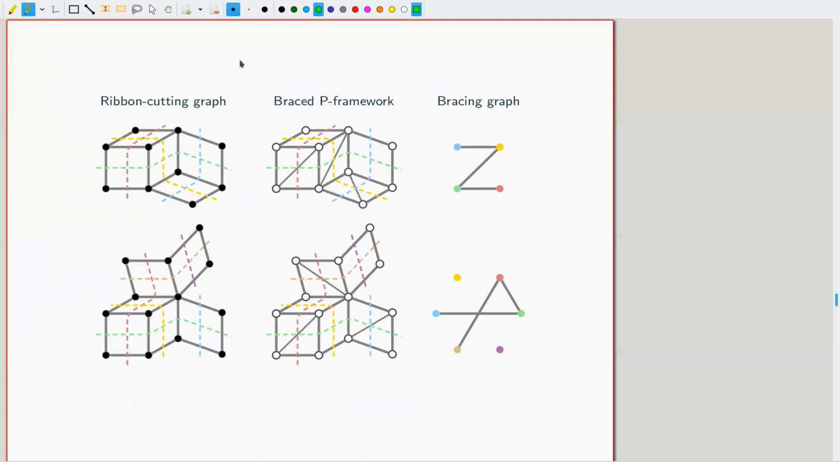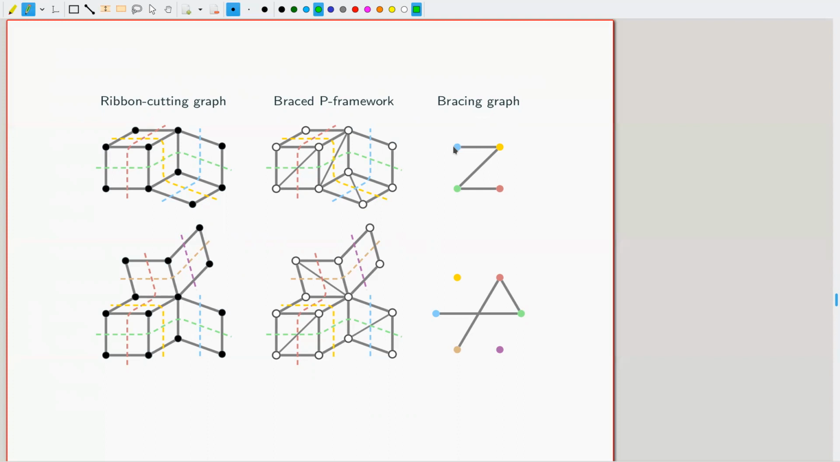So yeah, I don't want to give a rigorous definition of what I mean by bracing graph, but it somehow corresponds to what we did with the square grid. Now we just do it with our ribbon cutting graph. So I have a ribbon cutting graph, I have the ribbons indicated, and now I put some braces. I put some diagonals, and I construct the bracing graph. Now it's not bipartite, because there is no way I could split the vertices.